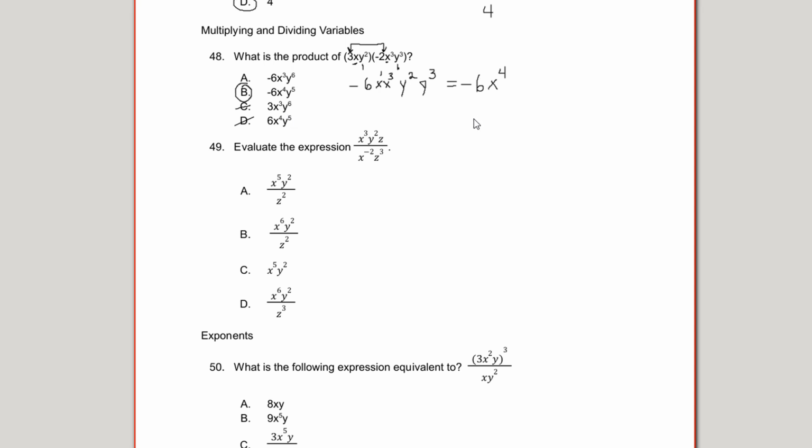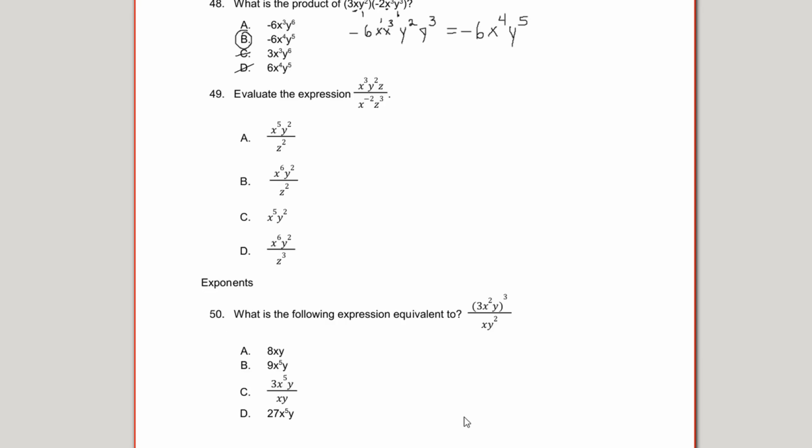You could stop at this point if you're working the test and you are sure that you have done this right as far as we have, and we have. But now, to know how to work the problem, we're going to look at the Y values, which is Y squared times Y to the 3rd. 2 plus 3 is 5, and that gives us the correct answer of negative 6, X to the 4th, Y to the 5th, answer choice B.